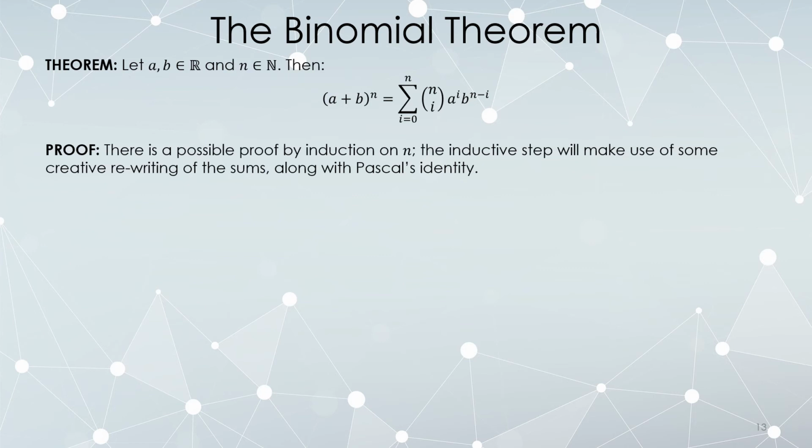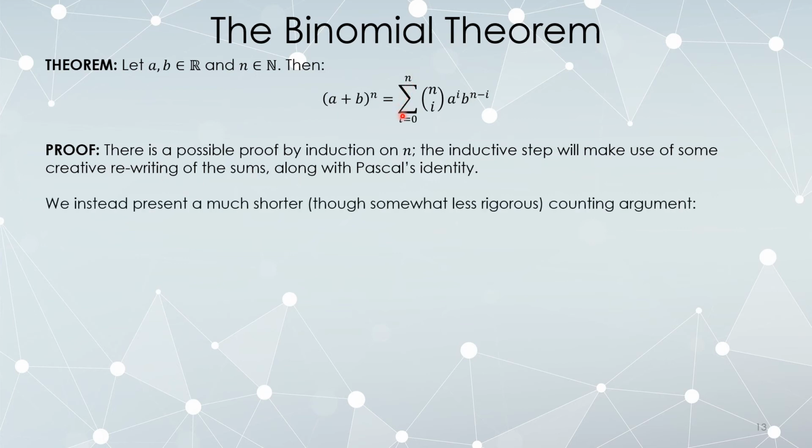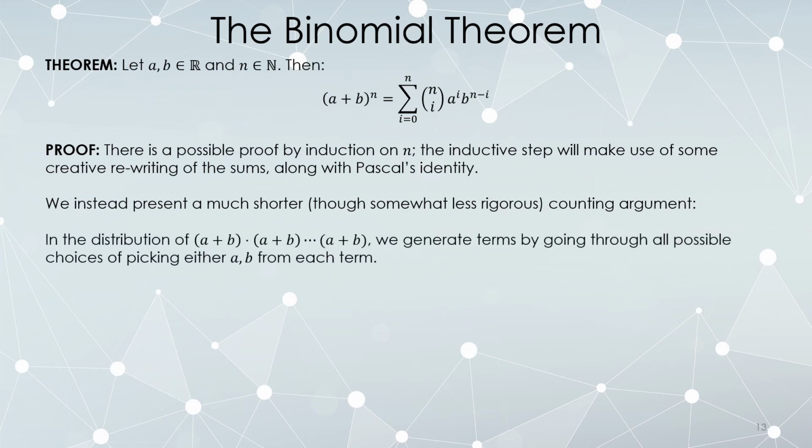There's a possible way to do an induction on n. Okay? The inductive step will require some creative rewriting of these sums and using Pascal's identity. Instead, we're going to present a much shorter proof that's just based on counting. It's actually slightly less rigorous. There's a bit of what we call hand-waving in this proof, but by cleverly counting how many ways it's possible to do something, we're actually going to end up with a much shorter proof.